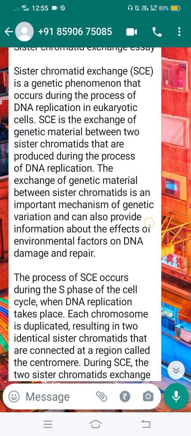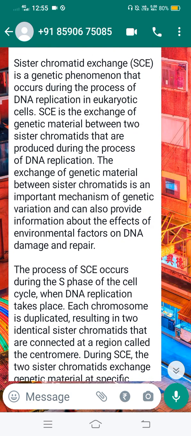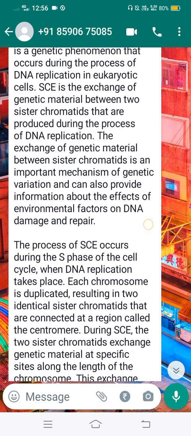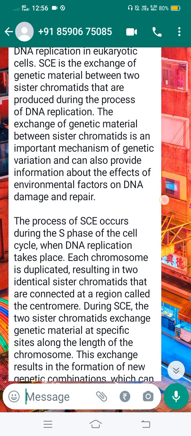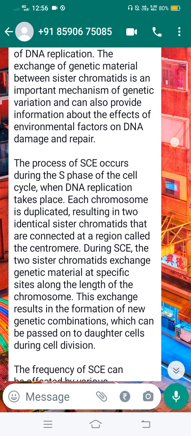Next is sister chromatid exchange. Sister chromatid exchange is a genetic phenomenon that occurs during the process of DNA replication in eukaryotic cells. SCE is the exchange of genetic material between two sister chromatids that are produced during DNA replication. The exchange of genetic material between sister chromatids is an important mechanism of genetic variation and can also provide information about the effects of environmental factors on DNA damage and repair.